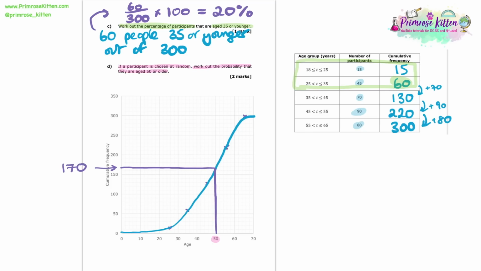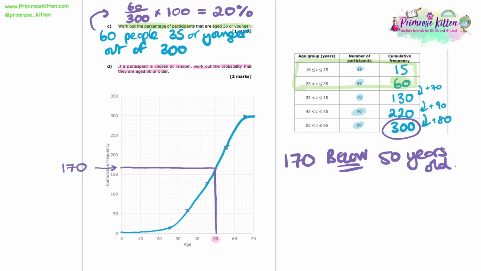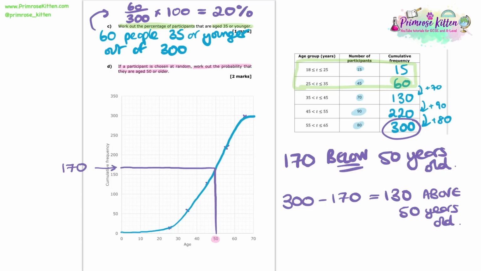There'll be a little bit of leeway here in the exam because of course it depends on your curve. So 170 people are going to have an age below 50 because it's cumulative, it goes from small up to big. However, this question wants us the probability of people aged 50 or older. So if we know 170 people are younger than 50, if we do 300 minus 170, we'll find that we have 130 people above 50 years old. Now that is what we can use to work out the probability of being 50 or older.